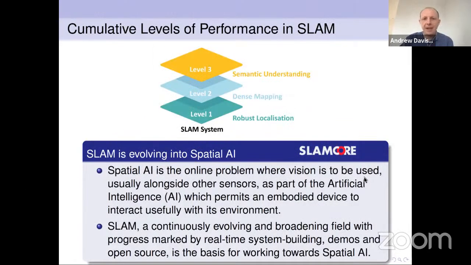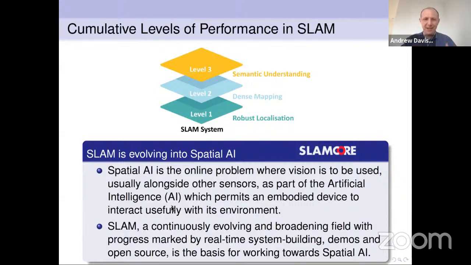So just to say a little bit about how SLAM has really progressed over the years in terms of cumulative levels of performance. Actually, this is a slide from our startup SLAMcore. And we've been using this term spatial AI as an image of where we think SLAM is going. My vision is very much that the general intelligent ability you need to understand space in order to do really intelligent things, whether you're a robot or some other intelligent smart device, that capability is not something that sits on top of SLAM.